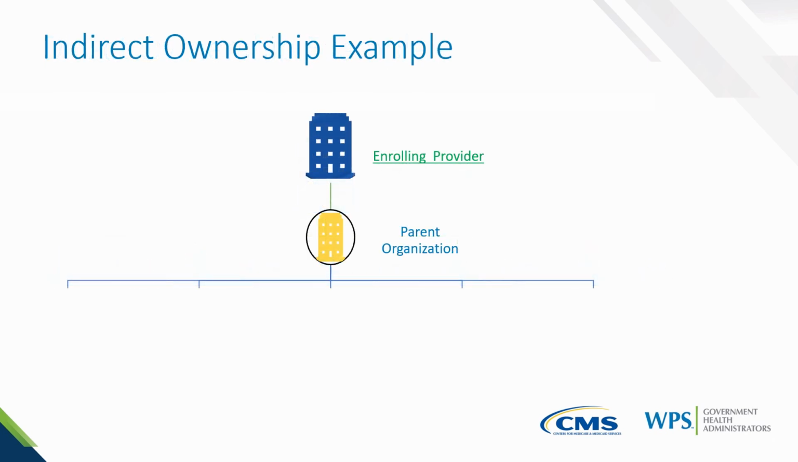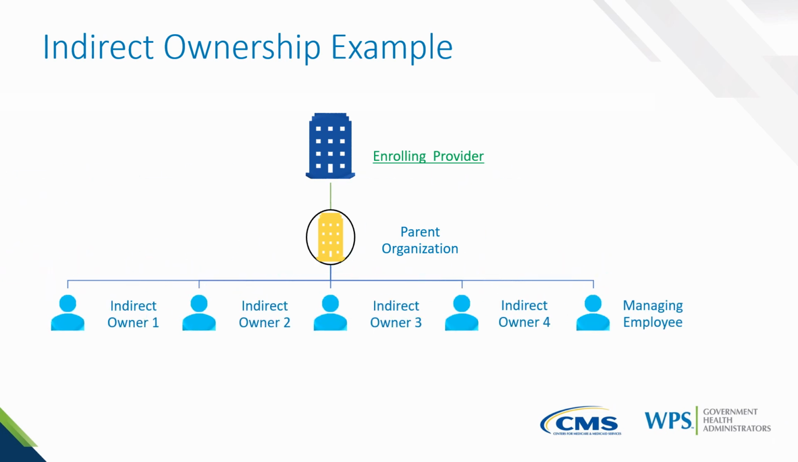Our next example illustrates an indirect ownership scenario. The enrolling provider has a parent organization that will be reported as a direct owner. The parent organization has 4 owners. Each of these owners would be reported as an indirect owner on the CMS 855 application. They also have an individual listed as a managing employee. If that individual has any operational control of the enrolling provider, they will need to be reported. However, they would be reported as a managing employee and not as having ownership.